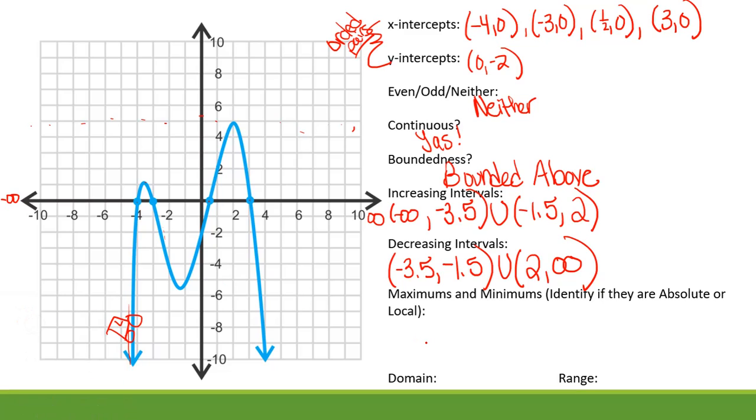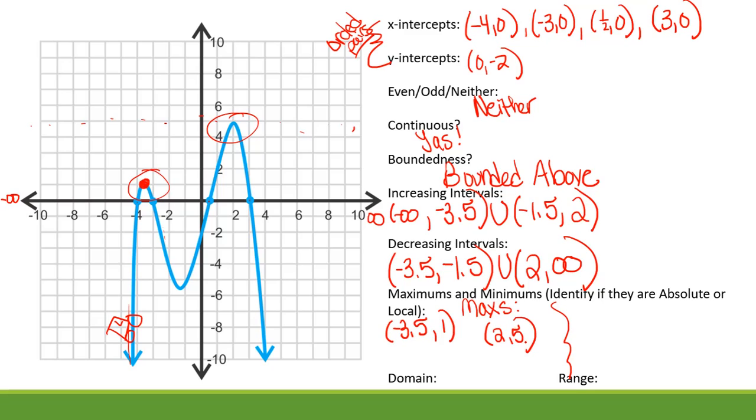So, maxes are the hills. Notice, we got 2 of them, right? I got a hill here and a hill here. Now, the maximum, so we have a maximum at, looks like about negative 3.5, comma, 1, right? Then I have another max at 2, 5, it looks like. I'm going to do some scribbles here. These are my maxes. Okay. And then I have one at 2, 5.